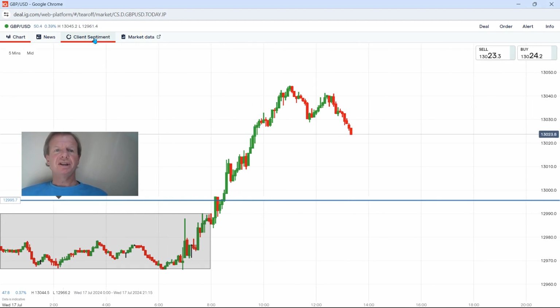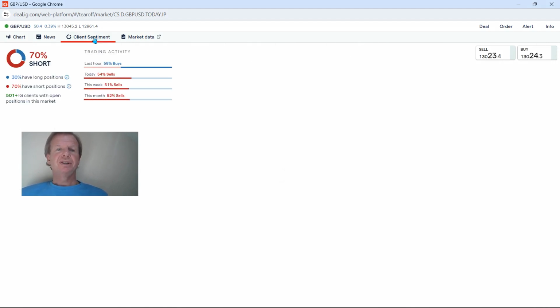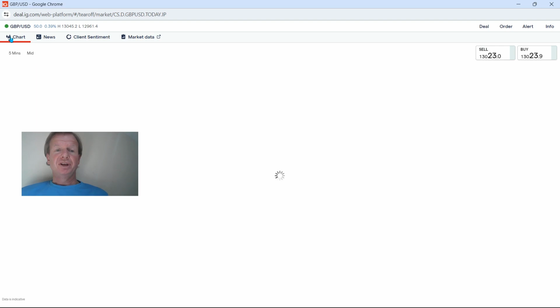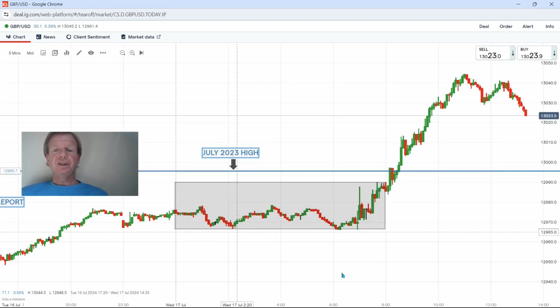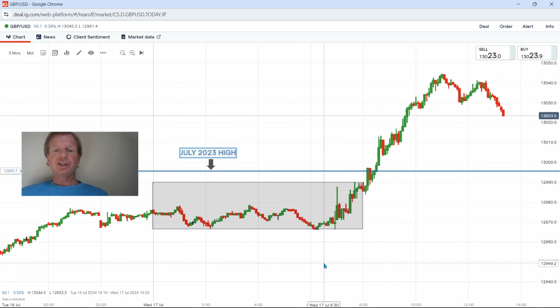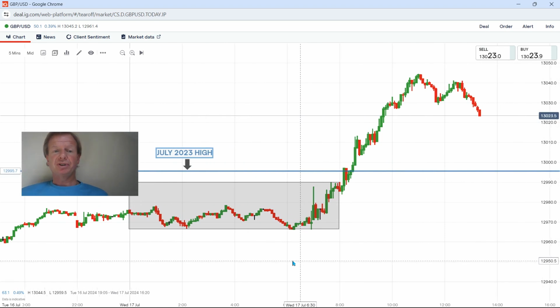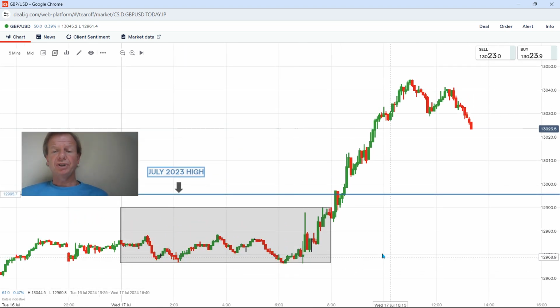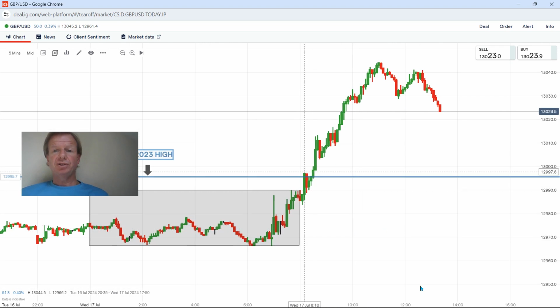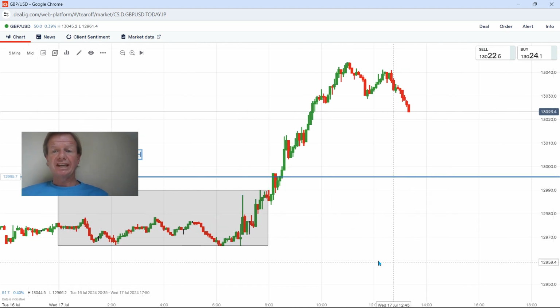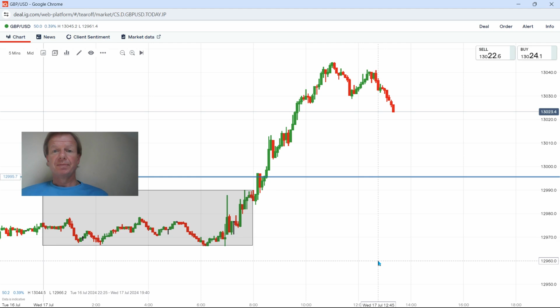Another thing I look for is client sentiment. See, 70% short. So even though it's starting to come back down, when I went in 69% short, because most traders are wrong. So you go the other side of that, and sure enough, it worked. So there are various different factors. So even though the London breakout strategy is a simple strategy, there are many other indicators you look at, and you do it on different time frames, and you look at taking different profits and different stops.